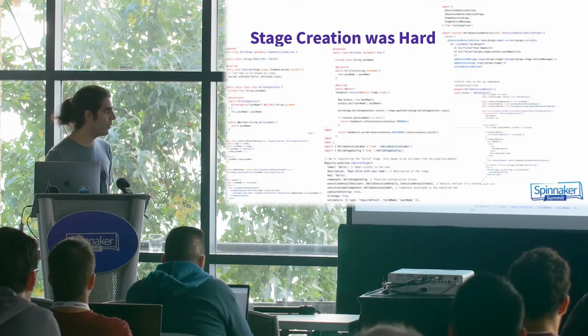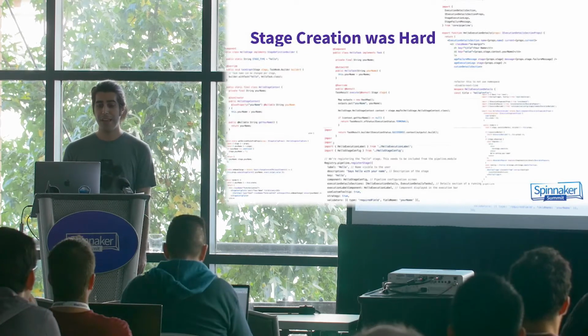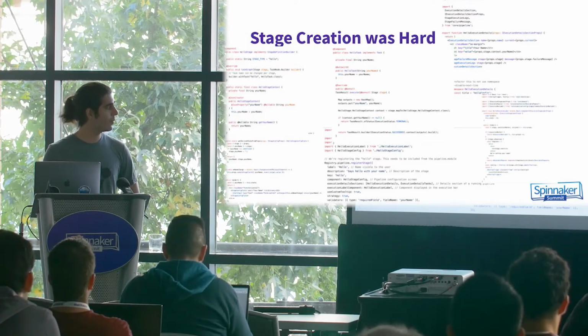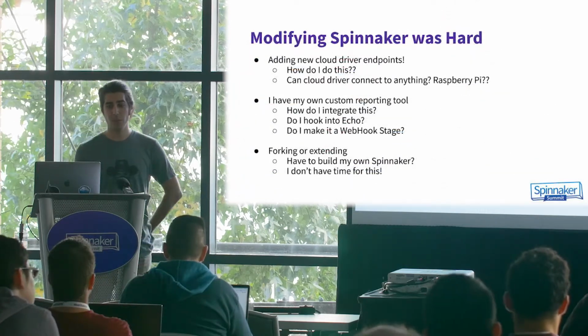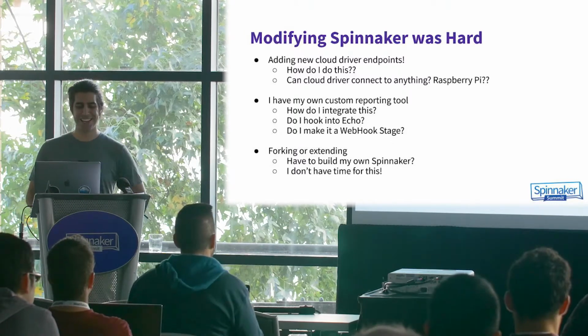You need to go into Deck. You need to create a stage. You need to ensure the stage is registered with the pipeline. And you need to make sure all the execution details are set up correctly. So modifying Spinnaker was and is hard. We're working to change that.